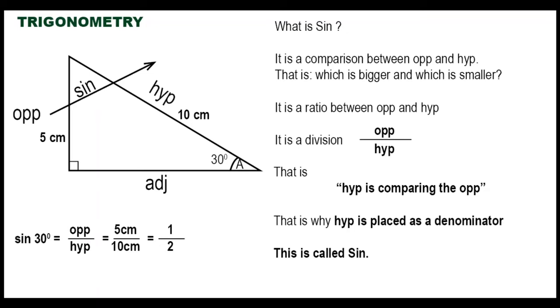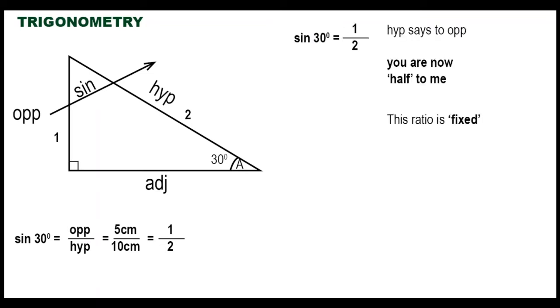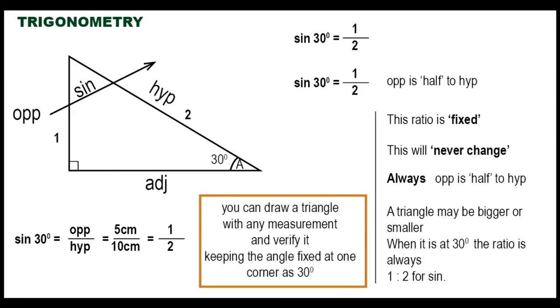This is called sine. And instead of putting the measurement here, I put 1:2. You know why? A triangle may be bigger or smaller, but the ratio is always 1:2. That is why I remove the measurements and I put the ratios. So at sine 30 degree, 1/2 is the ratio. And I understand this way, hypotenuse says to opposite, you are now half to me. And you know this ratio is fixed and this will never change. Always opposite is half to hypotenuse.